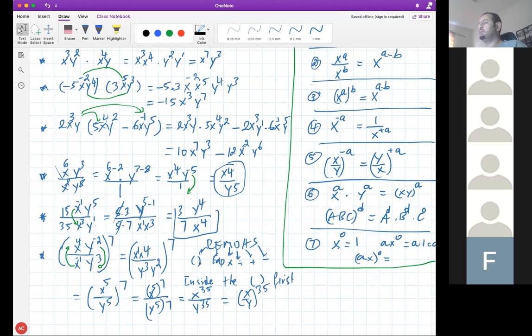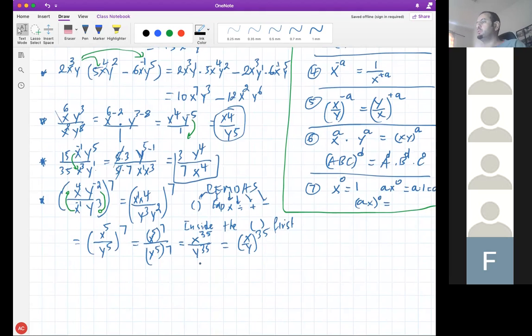So that's what you do when you have a power over the parentheses. That power basically belongs to everything that's inside the parentheses, because as we talked about before, the parentheses determine the base. So this whole thing is the base and the power is 7. So we basically distribute the 7. It belongs to everything inside the parentheses. Okay, so that's what you do when you have a power over the parentheses.